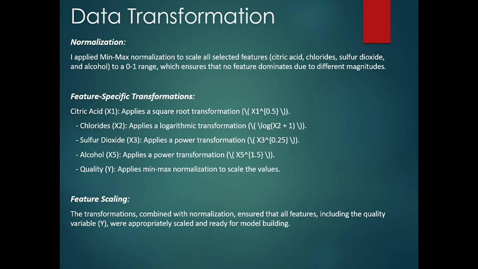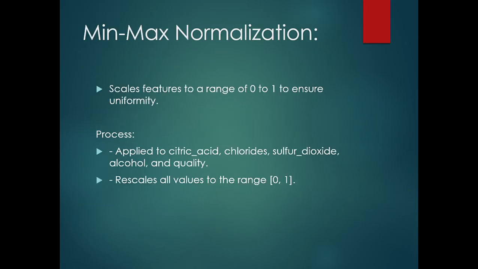So in data transformation, I applied min-max normalization to scale all the features to 0 to 1 range so that no feature dominates due to different magnitudes. For citric acid, I applied a square root transformation. For chlorides, logarithmic transformation. For sulfur dioxide and alcohol, power transformation. And for quality, I applied min-max normalization. So min-max normalization ensures uniformity and it is applied to all the models.